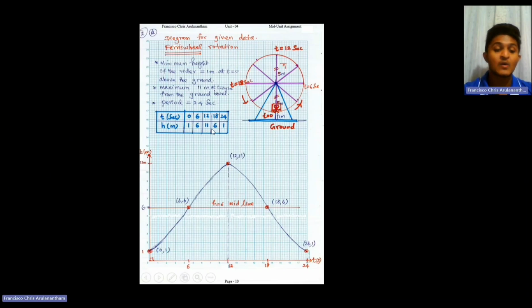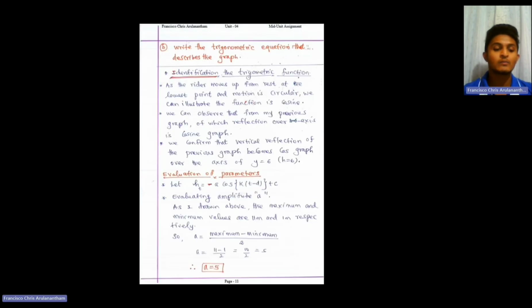Using these key points, we can draw the following graph. You can see in this graph, this is h equal to 6, the midline. On the y-axis, height in meters, and on the x-axis, time in seconds. Now we will move on to part B in this question. Write the trigonometric equation that describes the graph.